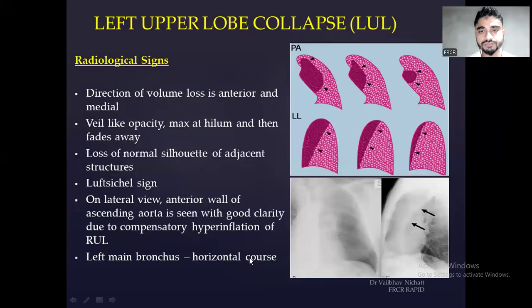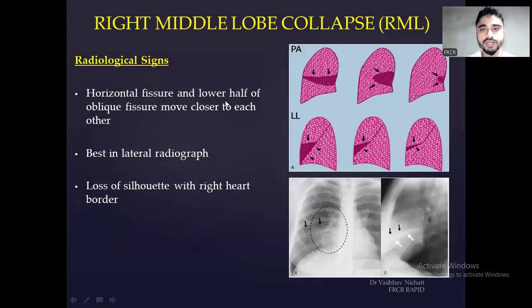Understood? Then coming to the right middle lobe collapse, how will right middle lobe collapse appear? Both the horizontal fissure and the lower part of the oblique fissure will move closer to each other. So this is the horizontal fissure and this is the oblique fissure. As the right middle lobe collapses, both these fissures will move closer to each other like this, and on the lateral radiograph it will appear like this.